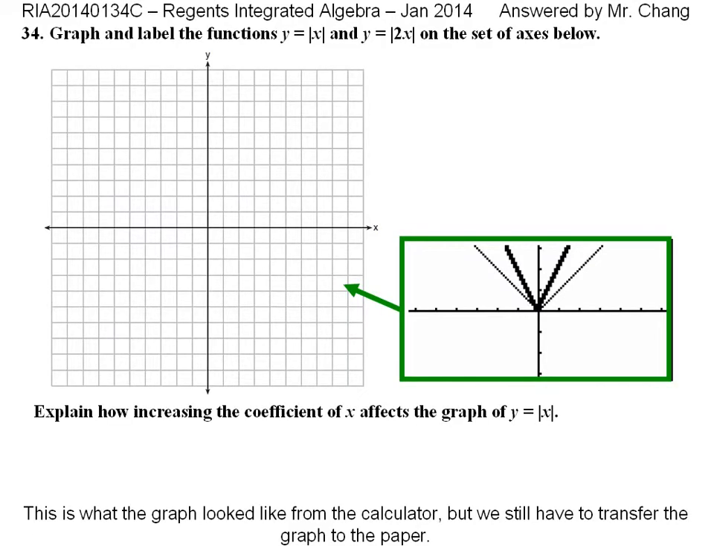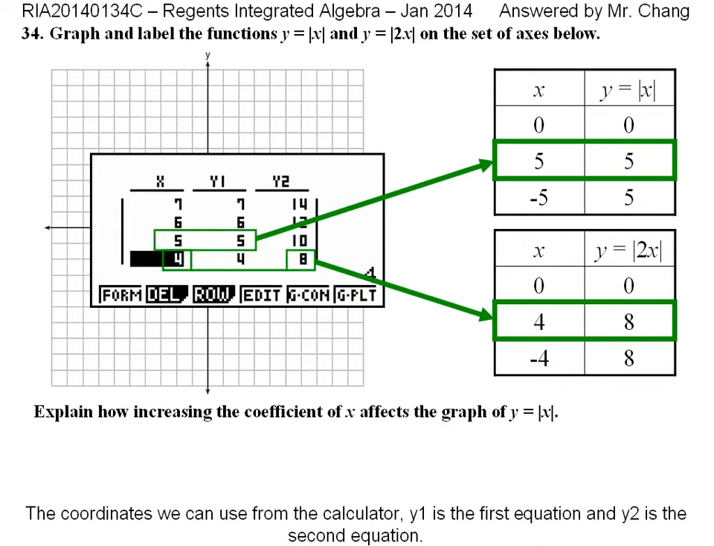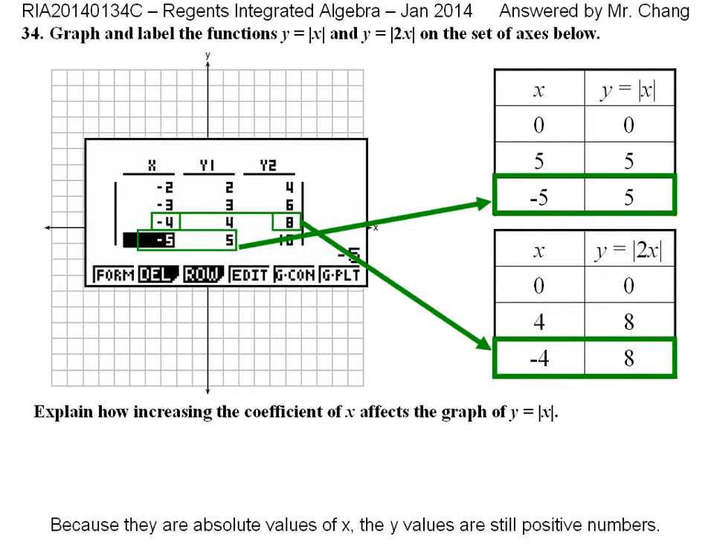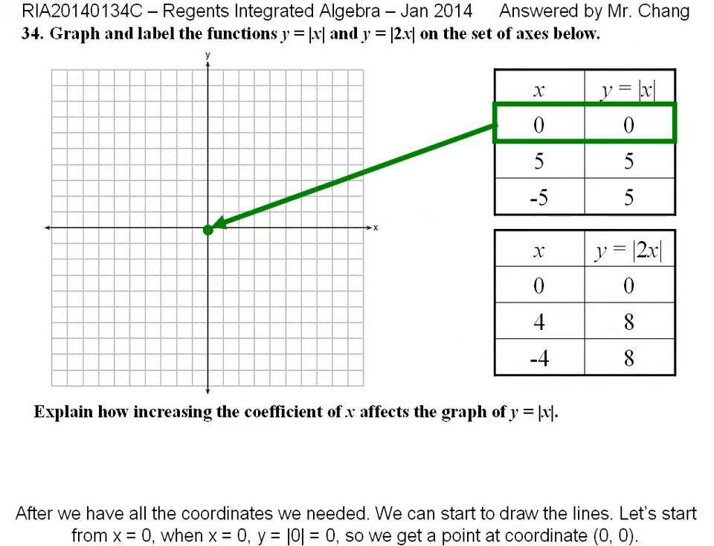This is what the graph looks like from the calculator, but we still have to transfer the graph to the paper. The coordinates we can use from the calculator: y1 is the first equation, and y2 is the second equation. When x equal to 0, y equal to 0 for both equations. Because they are absolute values of x, the y values are still positive numbers. After we have all the coordinates we need, we can start to draw the lines.